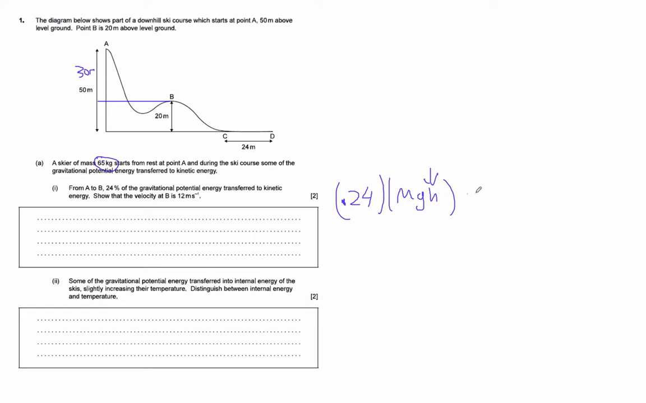So literally that's the energy available, and then just set that equal to 1/2 mv squared, and I believe I got like 11.855. Okay, so there you go.